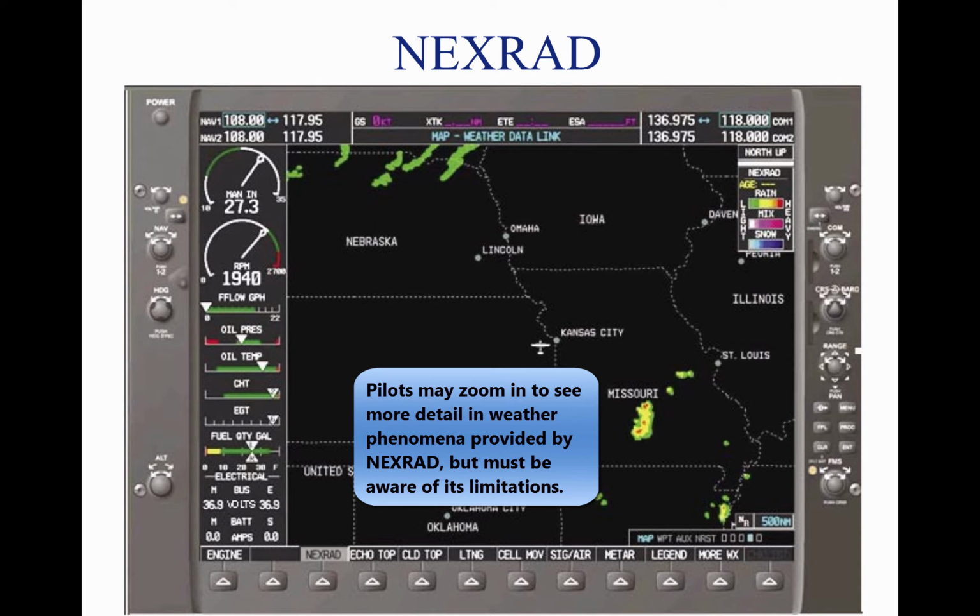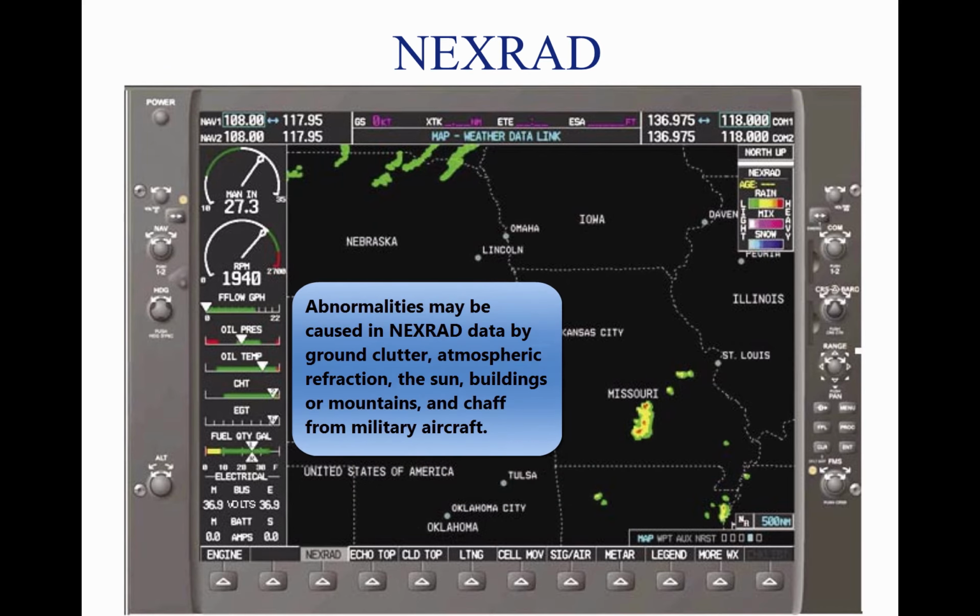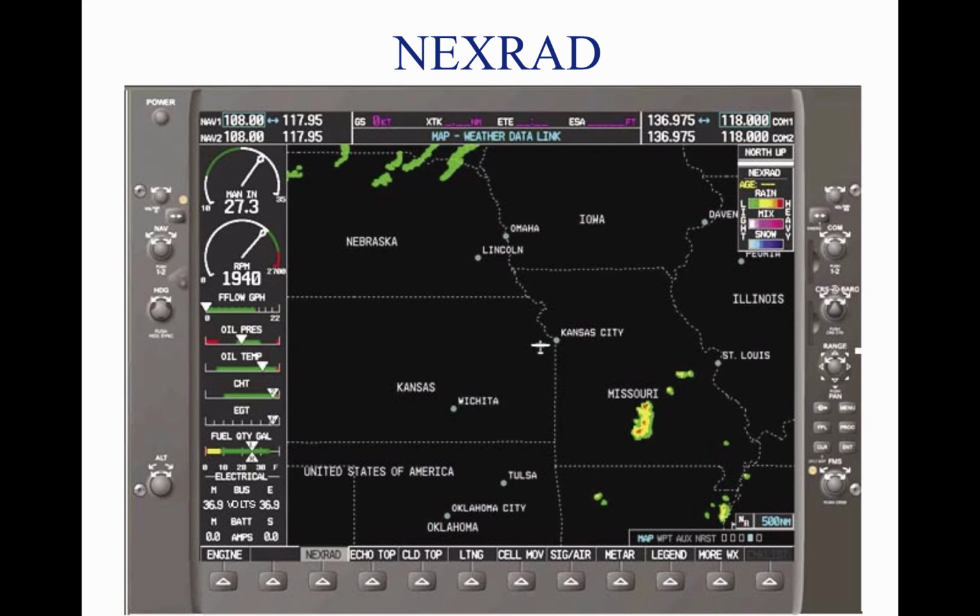Although NEXRAD is a compilation of stations across the country, there can be abnormalities associated with the system. Some of the abnormalities are ground clutter, strobes and spurious radar data, sun strobes when the radar antenna points directly at the sun, interference from buildings or mountains which may cause shadows, and military aircraft which deploy metallic dust and may reflect the radar signature. In addition to the abnormalities listed, the NEXRAD system does have some specific limitations.